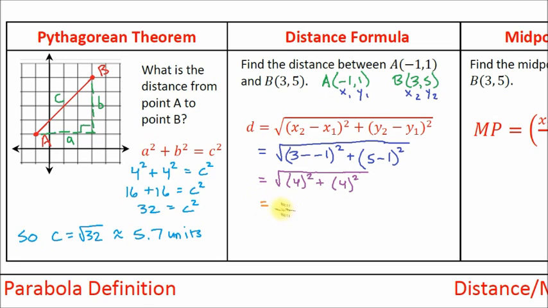Let's go ahead and simplify that further. 4 squared is 16, plus 4 squared is also 16. That means this is the square root of 16 plus 16, which is 32. And just like the previous one with the Pythagorean theorem, we're getting the same answer because we had the same points. Square root of 32 is our distance, and that is approximately 5.7 units.